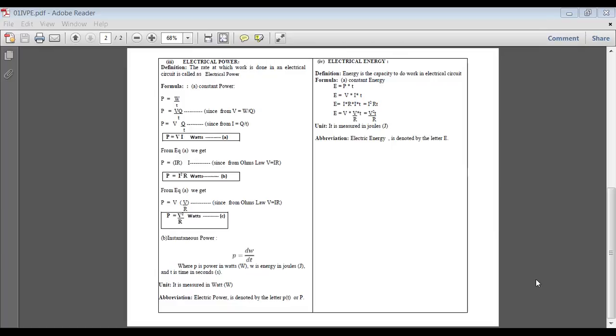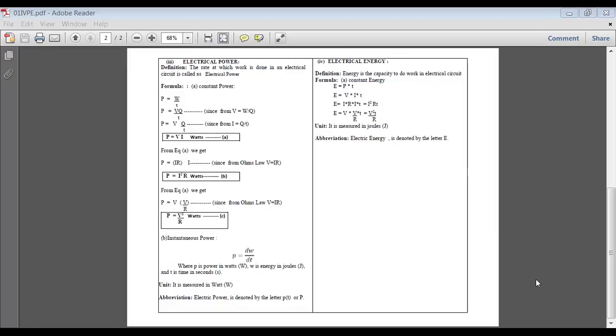Energy is equal to... what is P? Voltage into current into time. The third formula, we have to substitute V equals IR, Ohm's law: I into R into I into T is equal to I square RT. The fourth formula will be E is equal to V square by R into T.